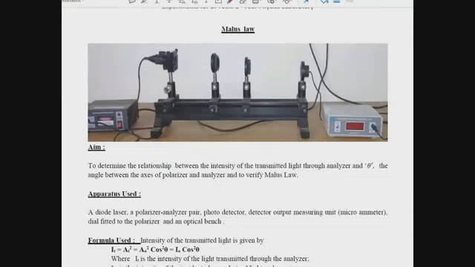So here we're basically going to discuss Malus's law, and we are going to verify Malus's law using a pair of Polaroids. So what are we doing here?